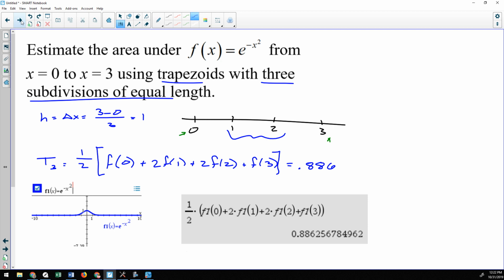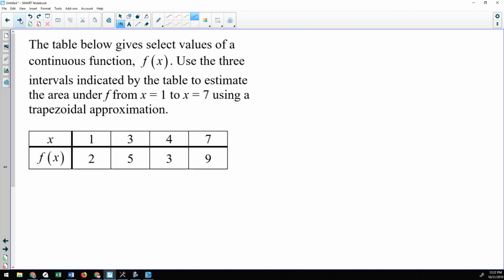So the next type of problem is one where we do not have an explicit formula, and instead they give you a table of values and ask you to approximate the area under this curve. So here we have a table of values f of x. It does mention that f is continuous, and so to estimate this area, we're going from 1 to 7, that's a total length of 6, so I would like to think that my delta x is 7 minus 1, and it does ask you to use the 3 intervals, so I'm going to divide by 3, and that will give me a delta x of 2.